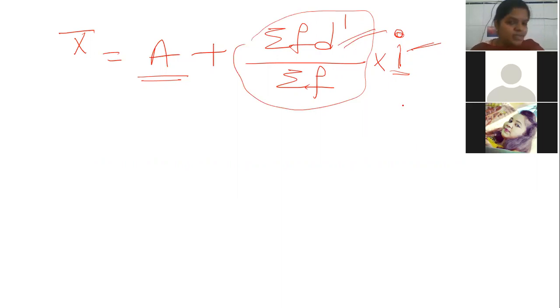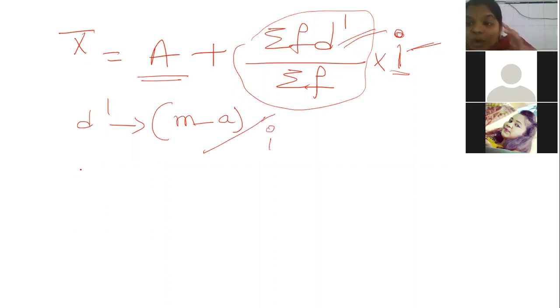D dash is, small i is class interval, right? D dash is deviations of midpoints from assumed mean. That will be m minus a. Deviations of midpoints from assumed mean divided by i.